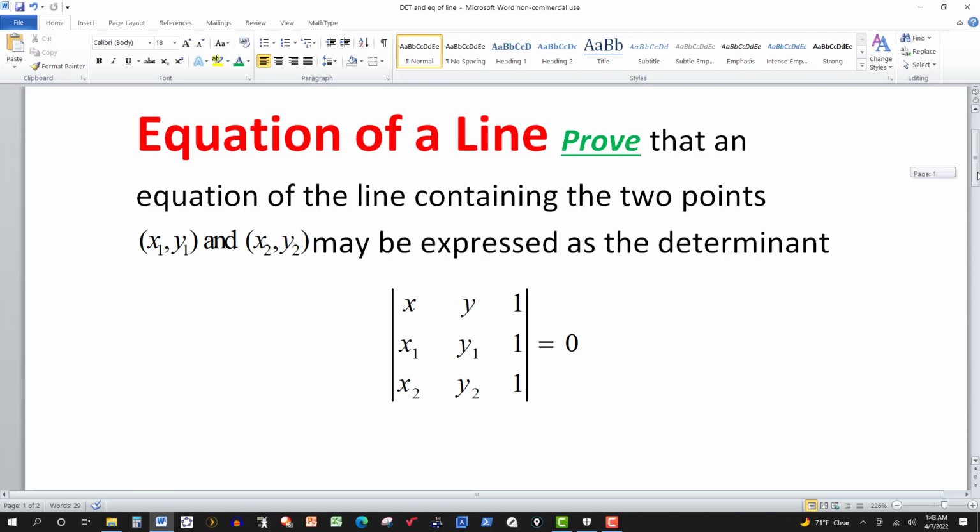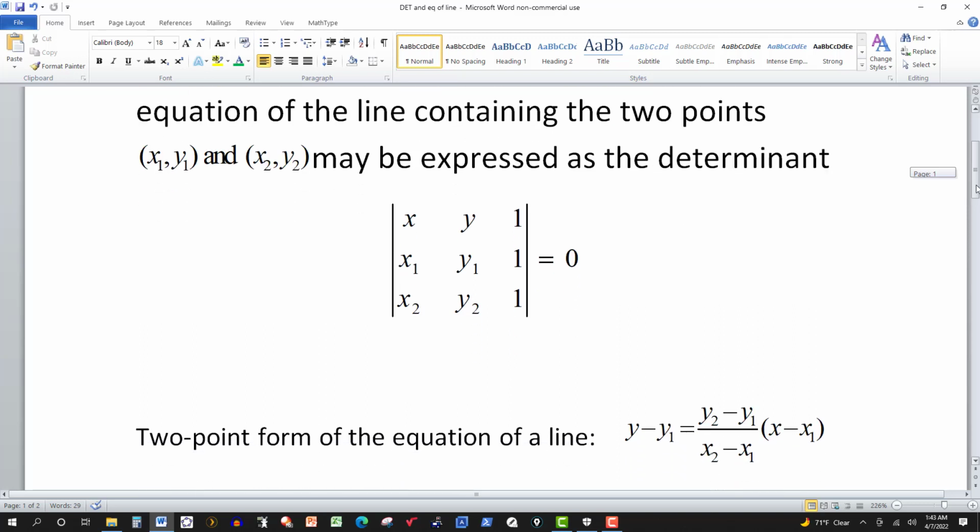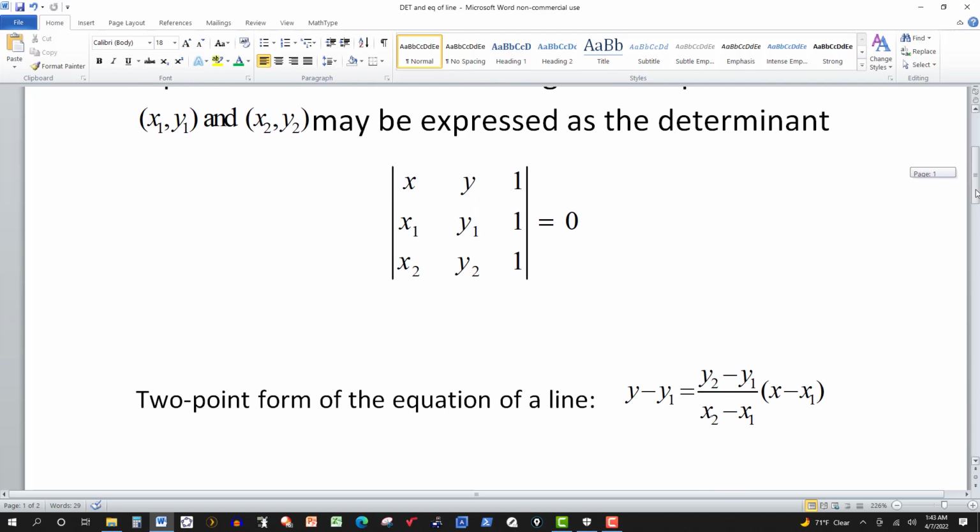Now there's many forms of the equation of the line. You have the slope-intercept form. You have the 2-point form of the equation of the line. So this is what we have to do. We want to expand this 3 by 3 and show that we can put it in this particular form right here. Y minus y1 is equal to y2 minus y1 over x2 minus x1 times x minus x sub 1. And of course, this right here actually represents the slope.